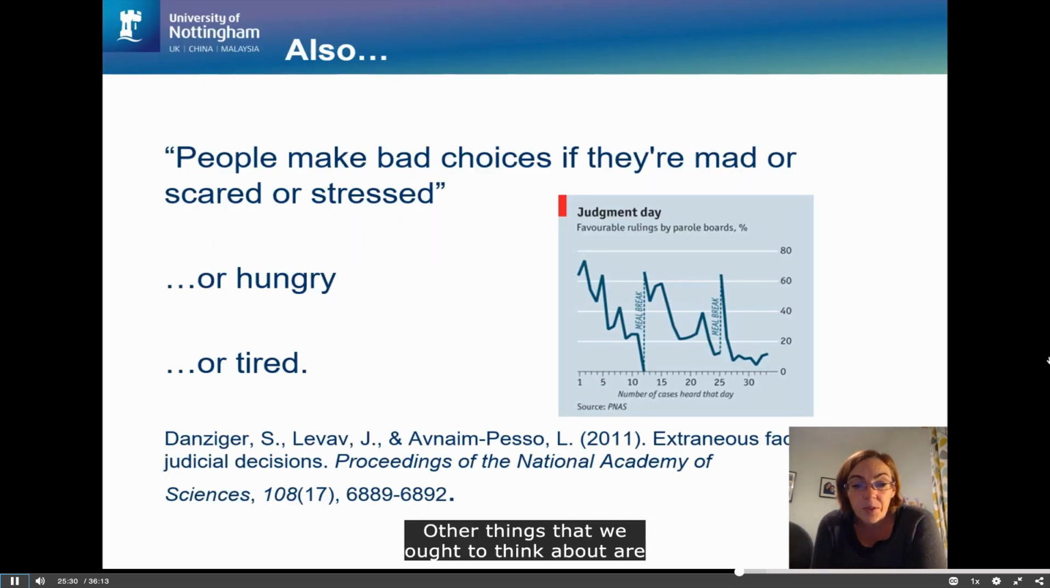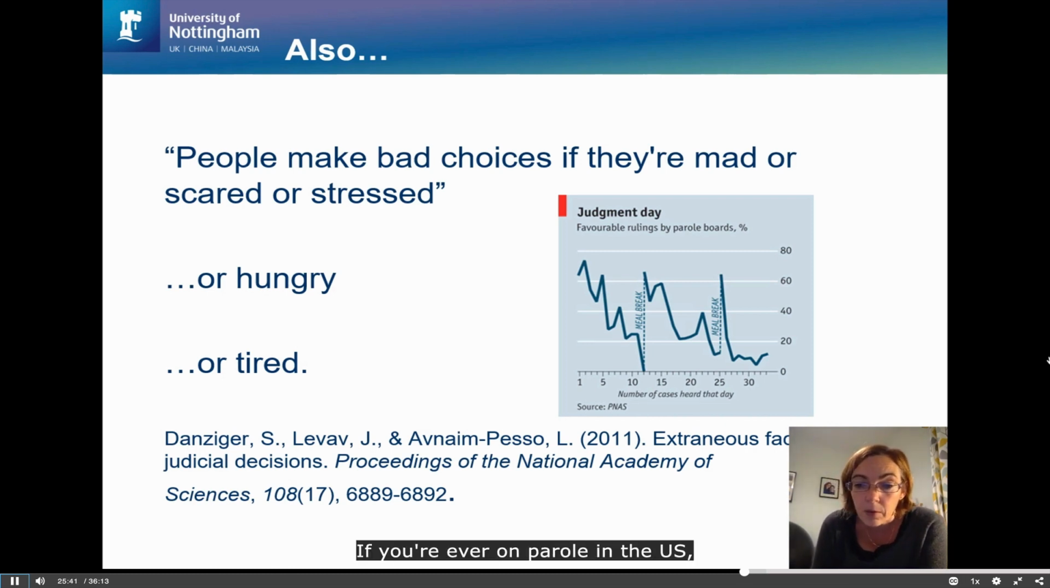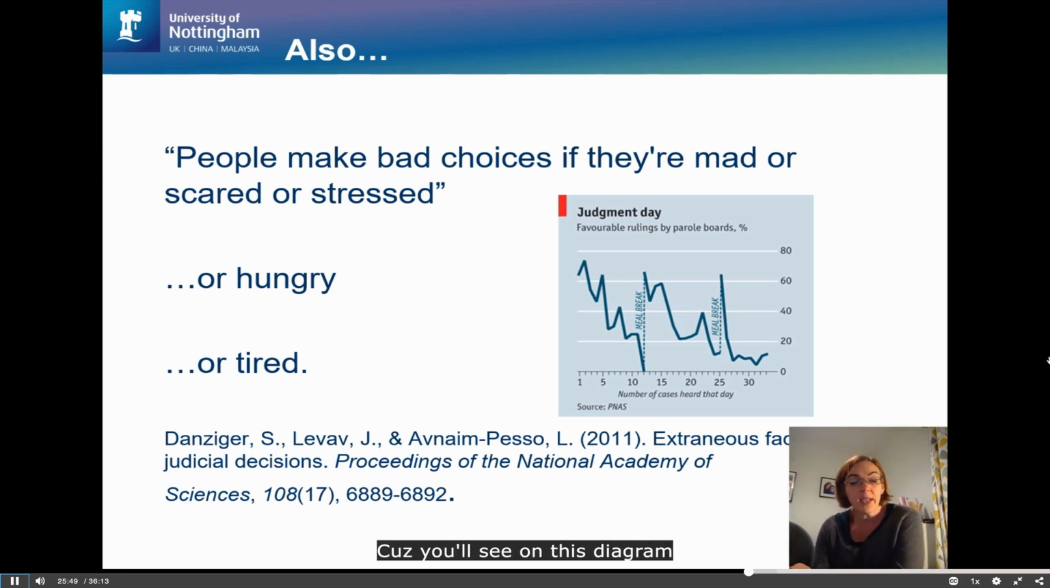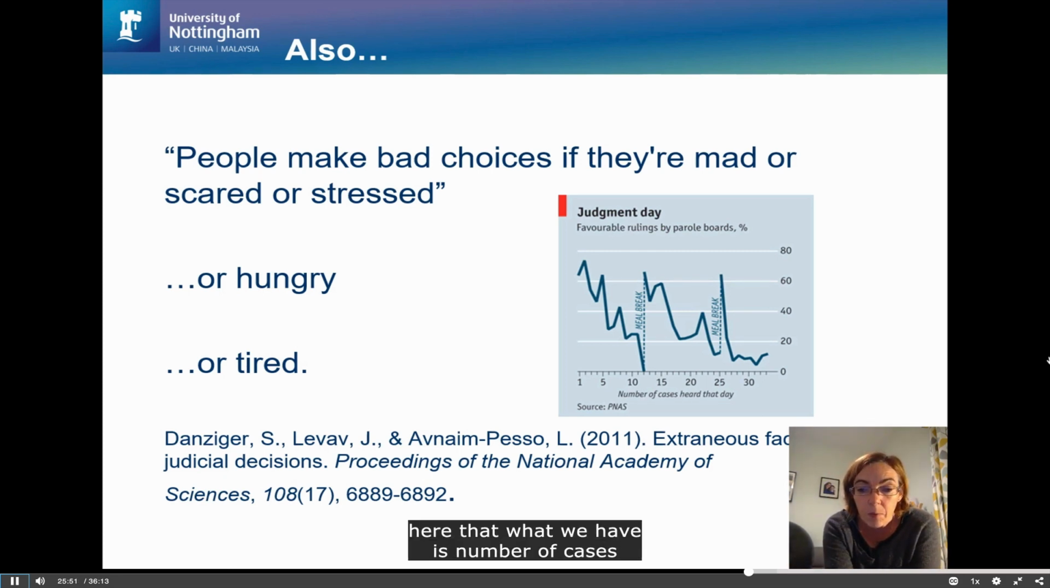Other things that we ought to think about are the context that people find themselves in. People make bad choices if they're mad or scared or stressed or hungry or tired. If you're ever on parole in the US, try and make sure that you get heard really early in the day or immediately after a meal break, because you'll see on this diagram here that what we have is number of cases heard in a day and the favourable rulings by parole boards.